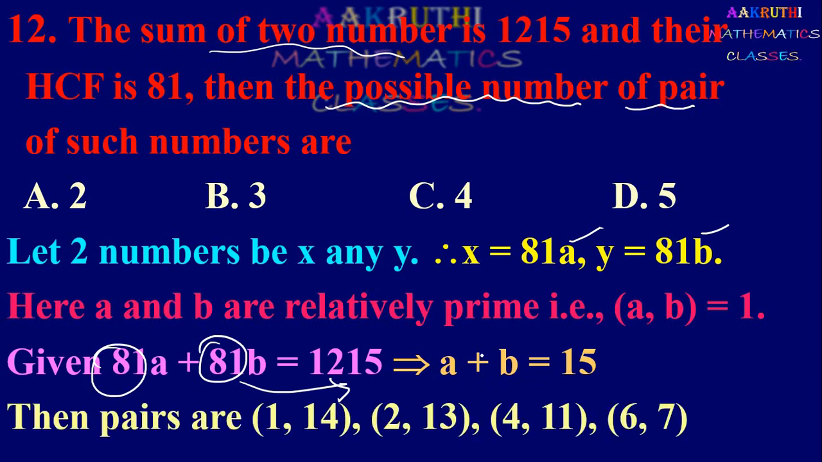So now we find all the pairs of relatively prime numbers whose sum is 15. That is 1 and 14. So 1 and 14 are relatively prime, and 1 plus 14 is 15, and 2 and 13 are relatively prime, and 2 plus 13 is also 15, and 4 and 11 are relatively prime, and 4 plus 11 is 15, and 6 and 7 are relatively prime, and 6 plus 7 is also 15. So therefore we have only 4 pairs of such numbers. So therefore the correct option is option C.